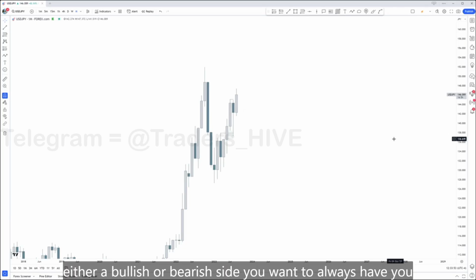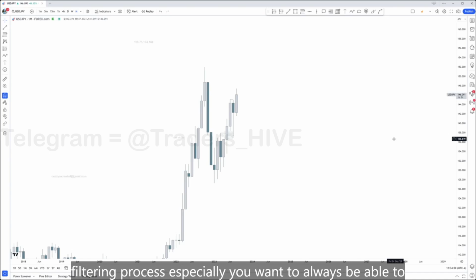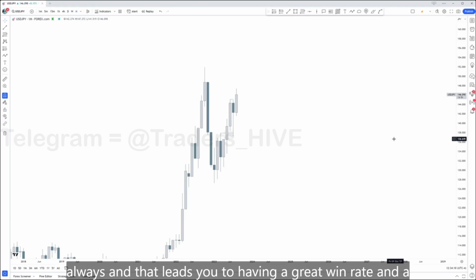You want to focus, especially in a filtering process, on your trading plan. Again, a flow trading plan. I know it might sound very vague currently, but those are all things we will go over, don't worry at all. With a filtering process especially, you want to always be able to filter out the high probability price action, because you want to be trading in the highest probability price action, always. And that leads you to having a great win rate and a great return.